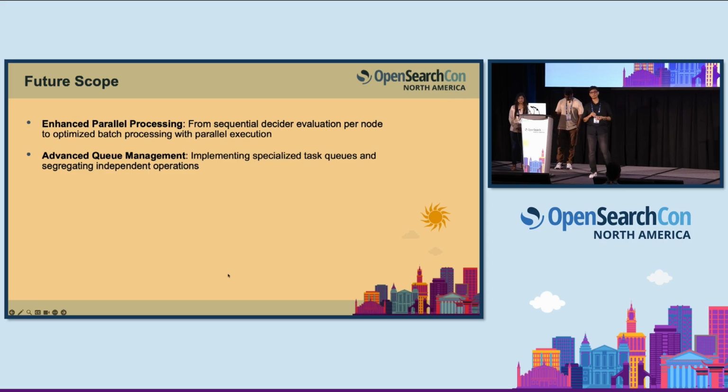We are also planning around advanced queue management, which would implement specialized task queues so that each task queue can operate independently, be it a higher priority task or an urgent priority task.